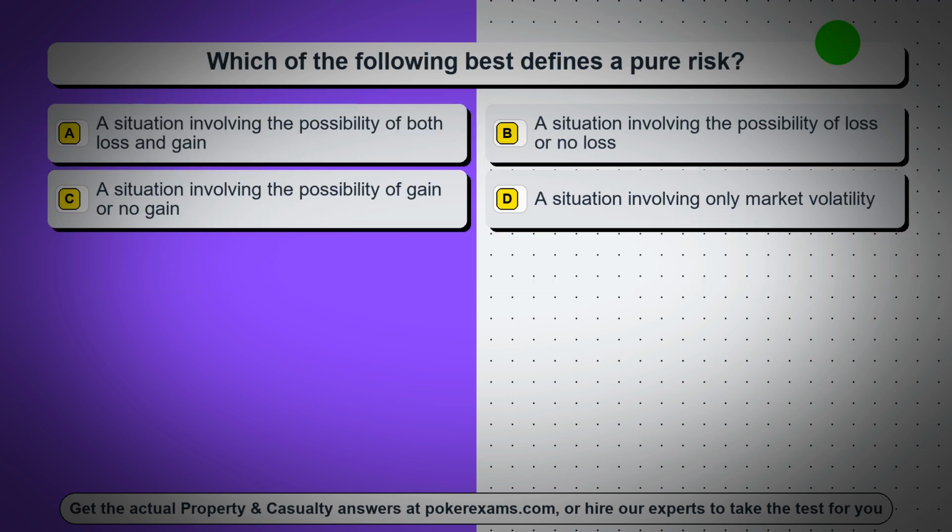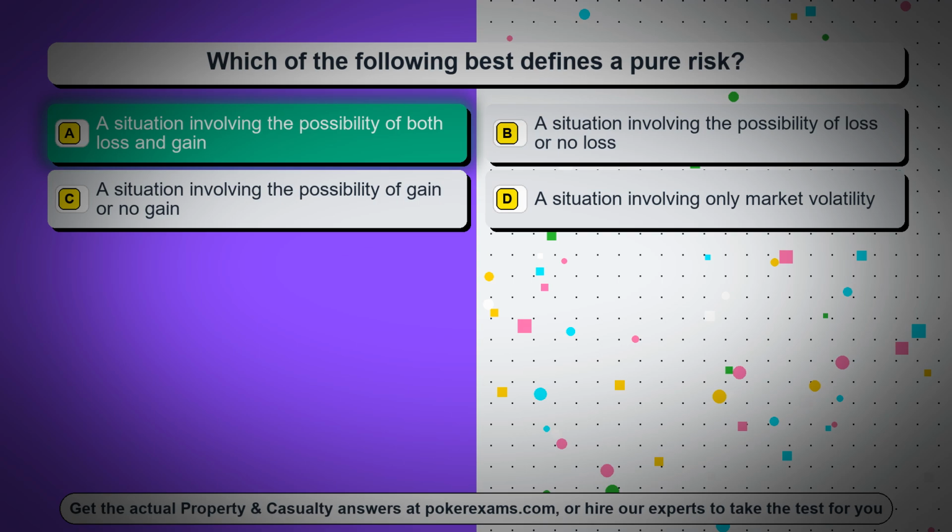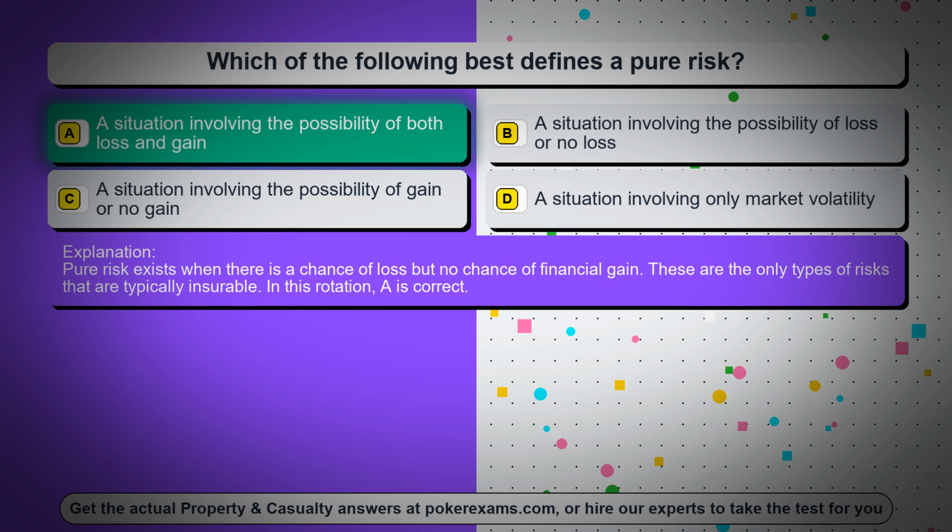Question 67. Which of the following best defines a pure risk? Option A, a situation involving the possibility of both loss and gain. Option B, a situation involving the possibility of loss or no loss. Option C, a situation involving the possibility of gain or no gain. Option D, a situation involving only market volatility. The correct answer is option A, a situation involving the possibility of both loss and gain. Pure risk exists when there is a chance of loss but no chance of financial gain. These are the only types of risks that are typically insurable. In this rotation, A is correct.